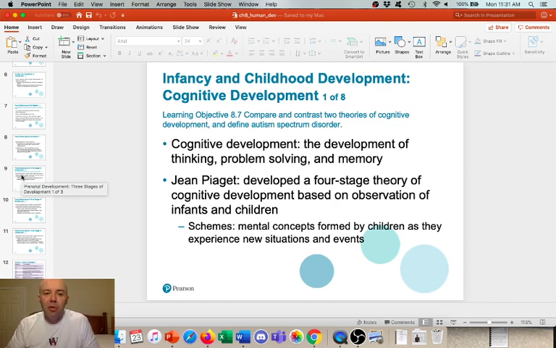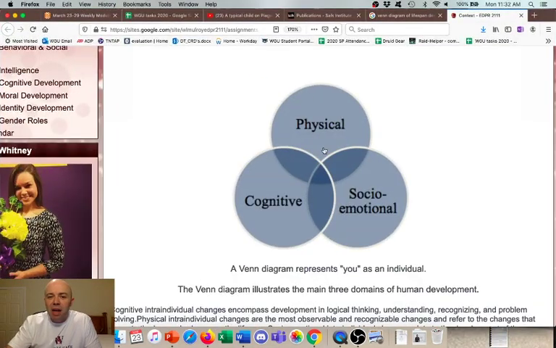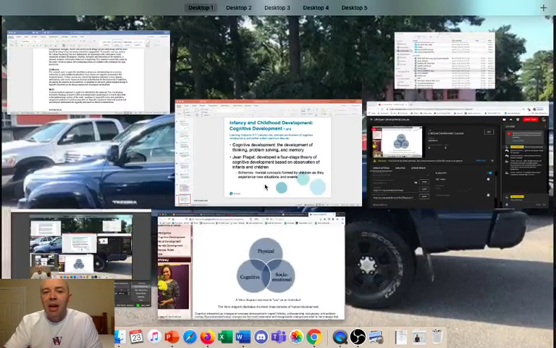And the name you have to remember. Let's go back to my Venn diagram for a second. So with DNA, we've been talking about this, right? Physical development for the most part. The next major domain we're about to talk about is cognitive. And the name I want you to remember here is Jean Piaget, French psychologist Piaget.